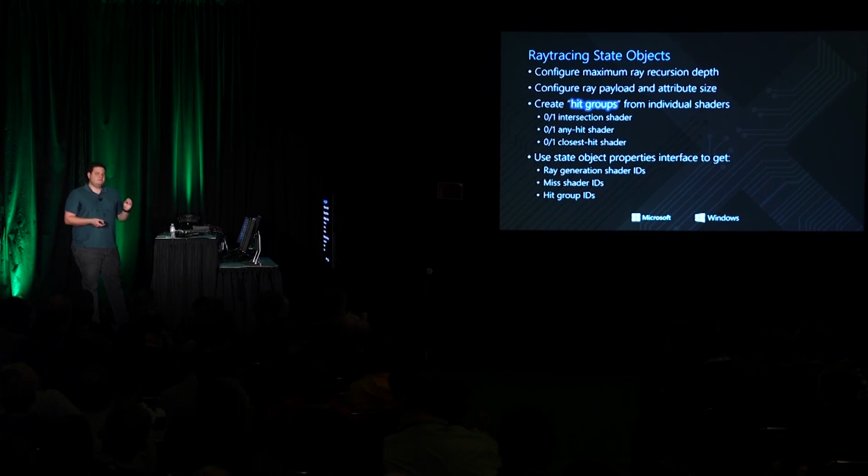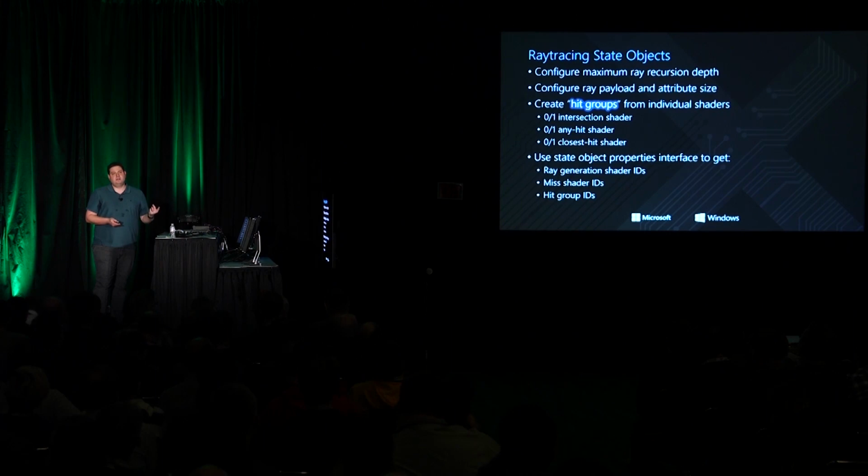Now, rather than specifying an individual shader ID for your hit shader, your miss shader, your any hit shader, we've decided to group these into collections of these shaders called hit groups. You can think of a hit group as basically all the information that you need to figure out what to do when you have an intersection. So a hit group is comprised of, optionally, an intersection shader, an any hit shader, and a closest hit shader. Now, you can have all of them, you can have none of them. Having none of them wouldn't really do much, but you can.